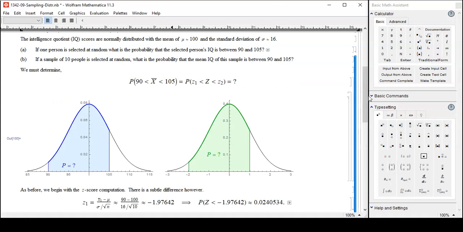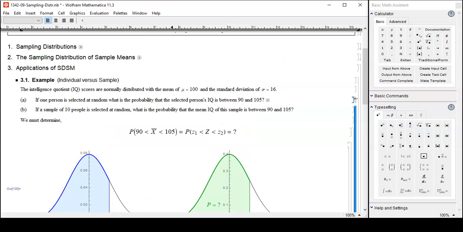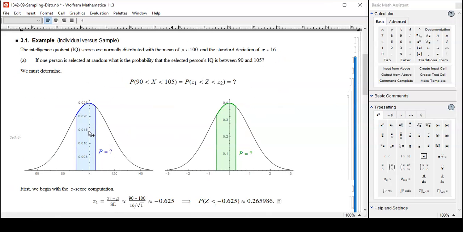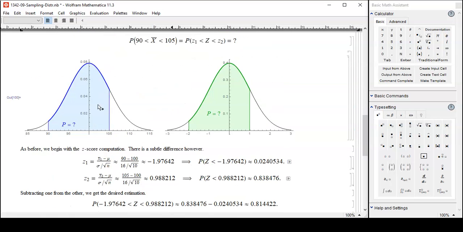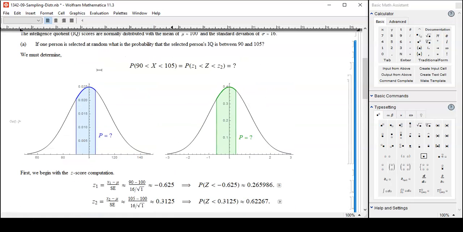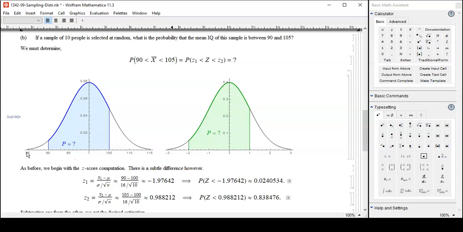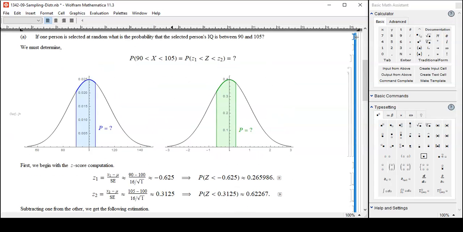Consequently, we get this kind of situation. And look at this picture. Previously, it was this picture, and it looks like it became fatter. But actually, no, not really. 90 to 105, that stayed the same. It's just that this entire picture is going from 60 to 140, but this is going from 85 to 115. So it's due to rescaling. You're getting that.